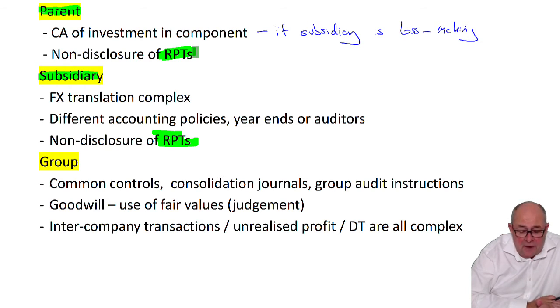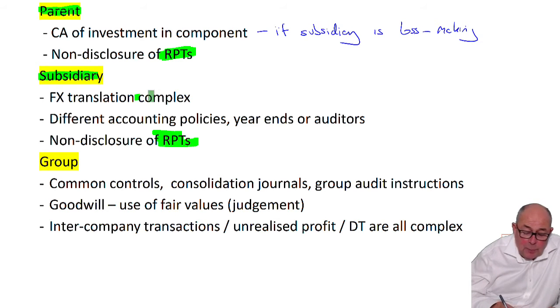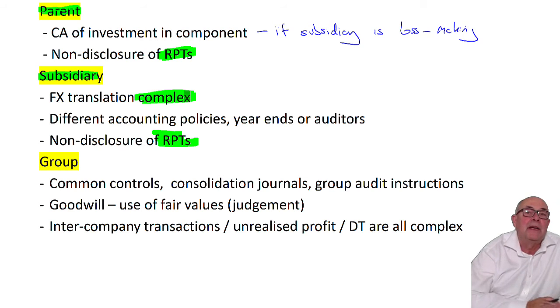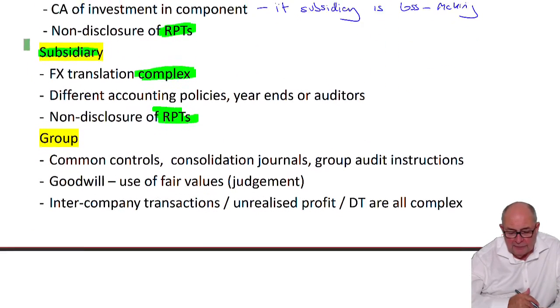If you're dealing with a foreign sub, remember that's got to be translated from the functional to the presentation currency, and we know that that's complex. In particular, when you have been studying SBR, you found again how the calculation of goodwill with a foreign sub, the calculation of exchange differences in other comprehensive income is messy, so that could easily go wrong, which makes it therefore an audit risk.